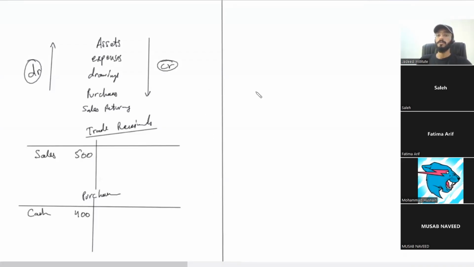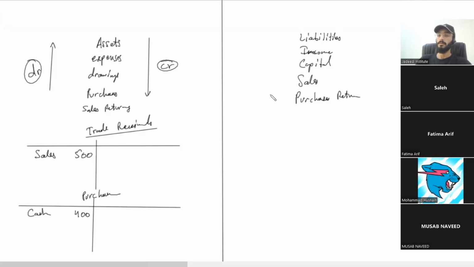Okay, now we talk about this other set of accounts: liabilities, income, capital, sales, purchases returns. Of course, these are just categories, and we have plenty of accounts under them. All of them have something in common.